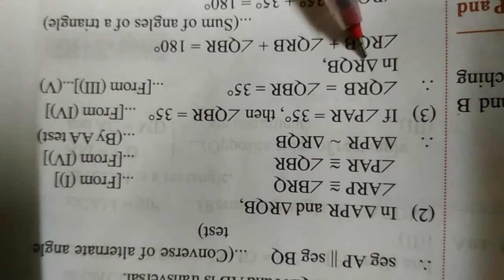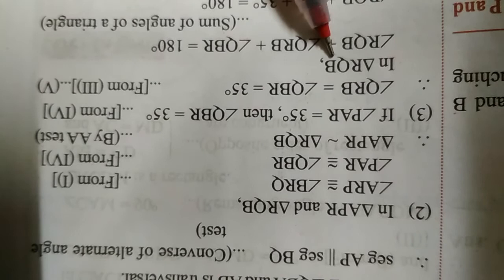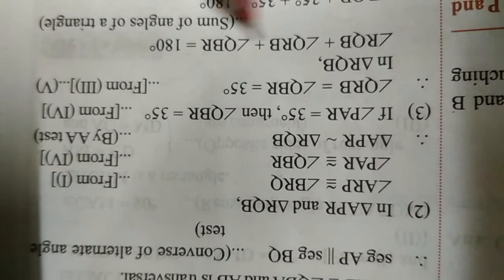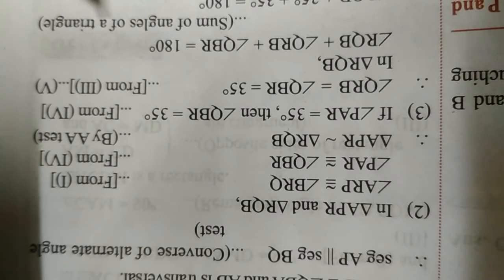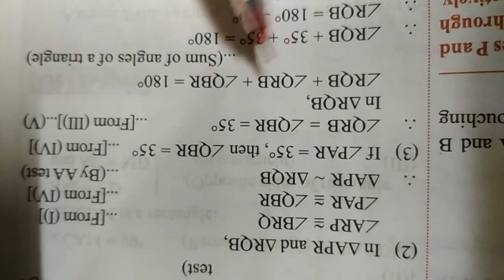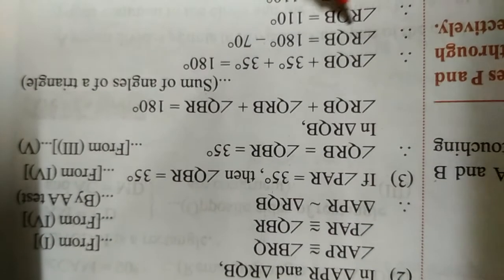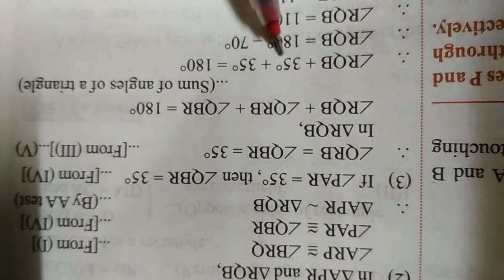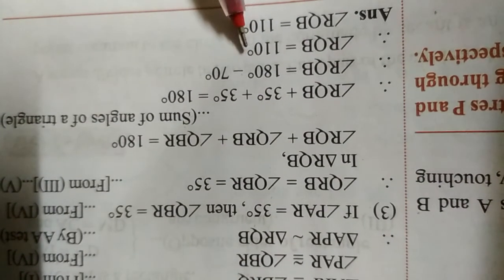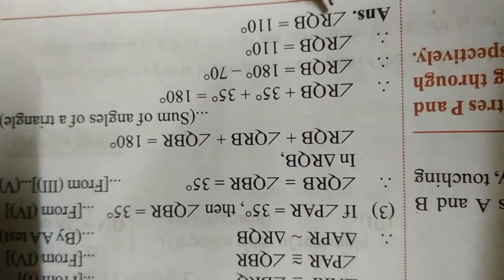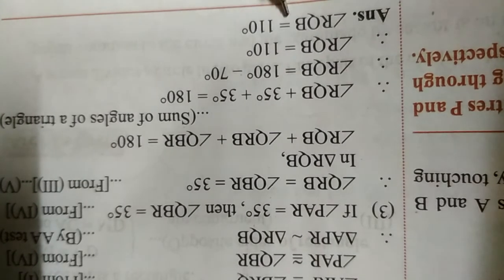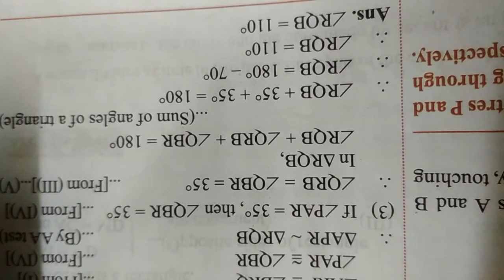So we will take the triangle RQB. Here, if you add the 3 angles, the sum of angles of a triangle is 180 degrees. So we will substitute it over here. These two angles are 35 degrees, we got. So angle RQB will be equal to 180 minus 35 plus 35, that is 180 minus 70, so 110 degrees we will get. Therefore angle RQB will be equal to 110 degrees.